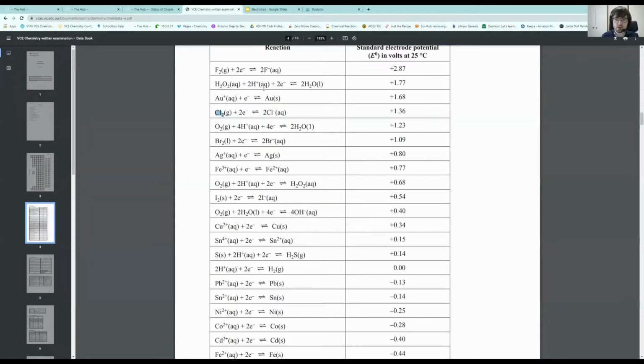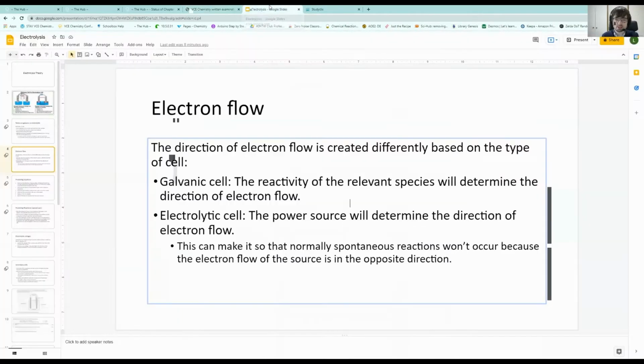So in the galvanic cell, you have to figure out which direction the electrons are flowing in. The electrolytic cell, you just basically plug it in. You can pick which direction you want the electrons to be going in, and you'll probably get different reactions based on which way you plug it in, unless it's a symmetrical cell.